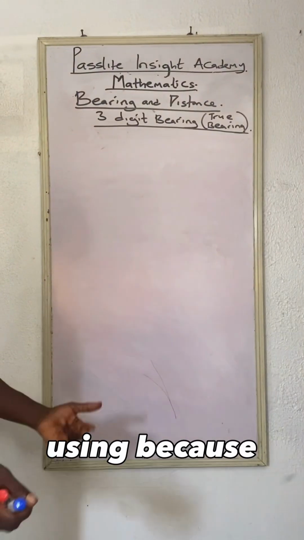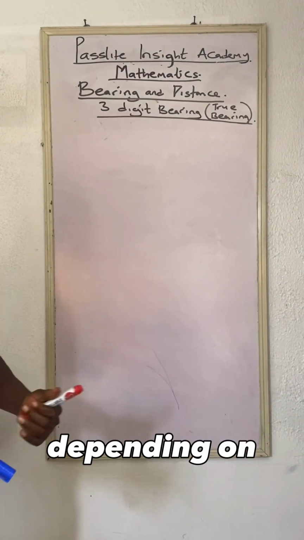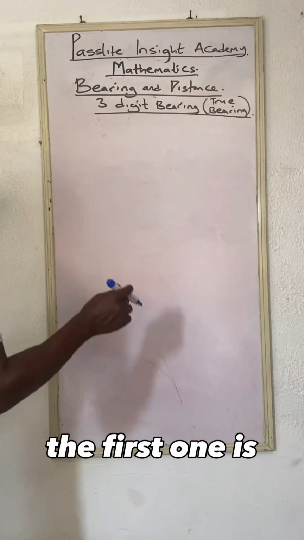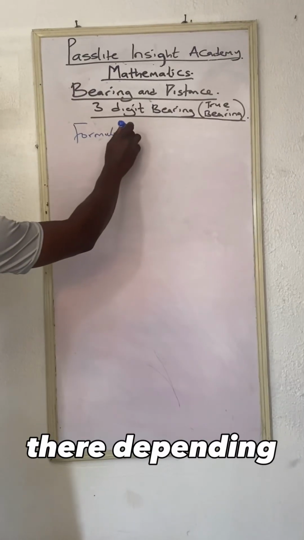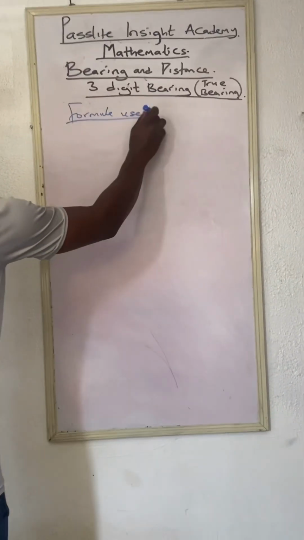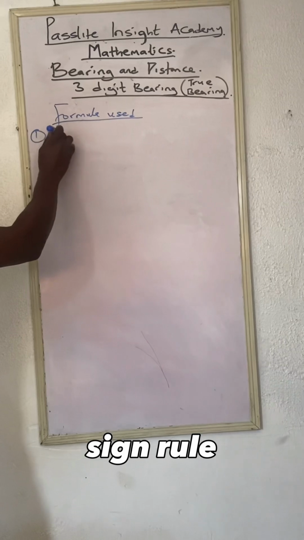What are the formulas used there? Because here we use a lot of formulas depending on the questions. The first one we use is what they call the sine rule.